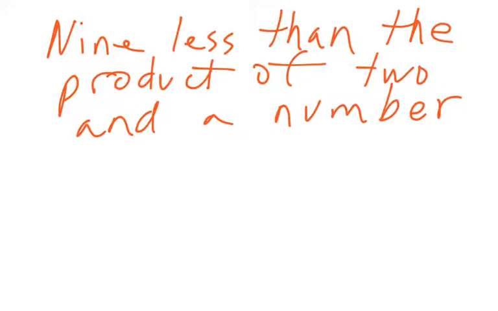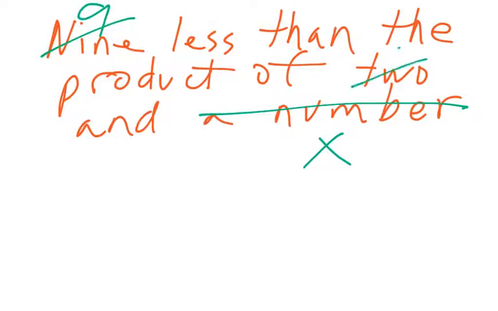But here we go. Let's break it down. If we follow our steps, we have a number. We're going to let that be x. And we cross off our words that mean numbers. So we have 9, 2, right? Now we got to identify our key words. We have less than, which is subtraction. And the product of is actually multiplication.